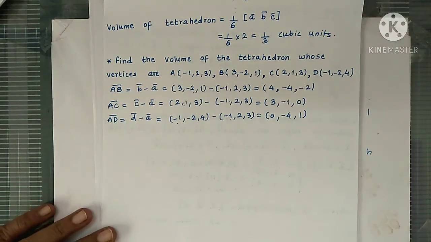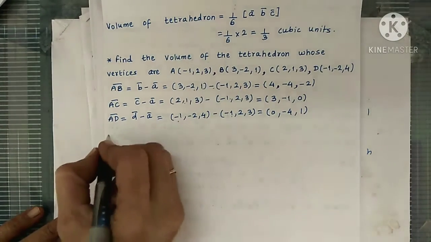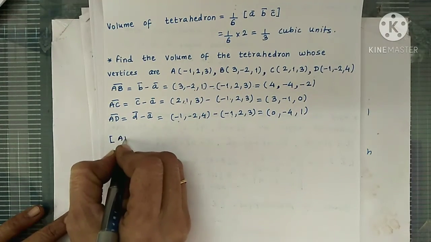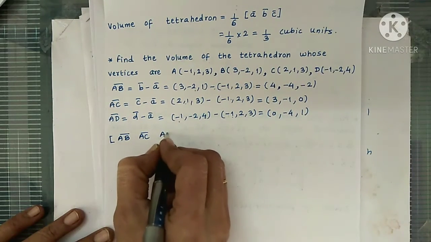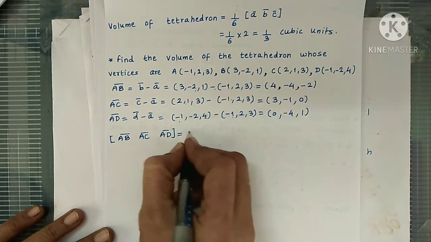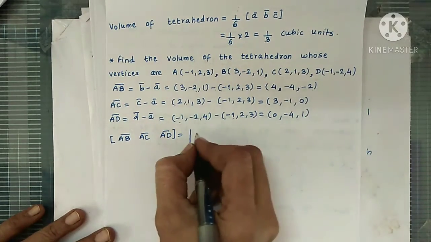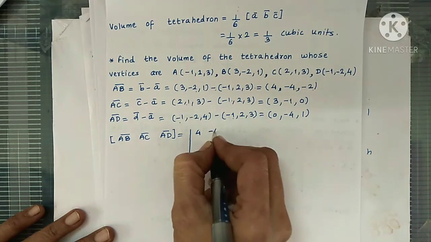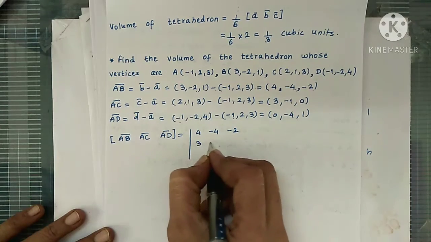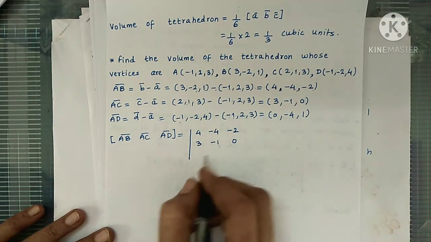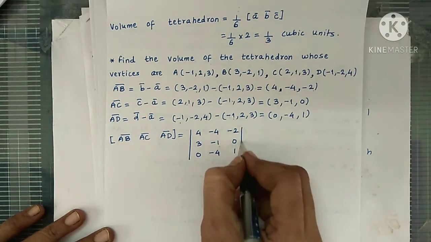So first let's find out the scalar triple product, and then we will write the volume. The scalar triple product of AB bar, AC bar, AD bar equals the determinant. For AB bar we have 4, minus 4, minus 2. Then we have AC bar, 3, minus 1, 0. AD bar, that is 0, minus 4, 1.